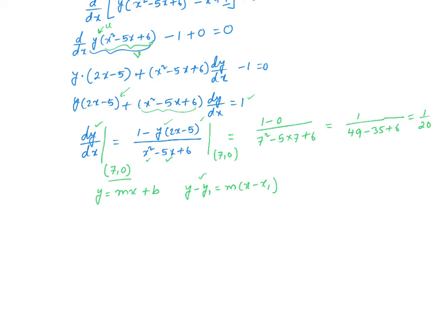So y minus y1, where y1 is 0, is equal to m, which is 1 over 20, times x minus x1, which is 7. Now if I simplify it further, I get y is equal to 1 over 20 x minus 7 over 20. And that, by the way, is the equation of the tangent line.